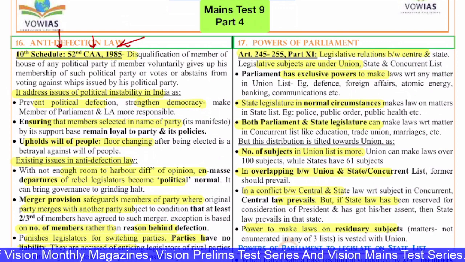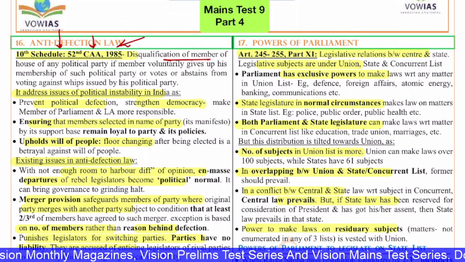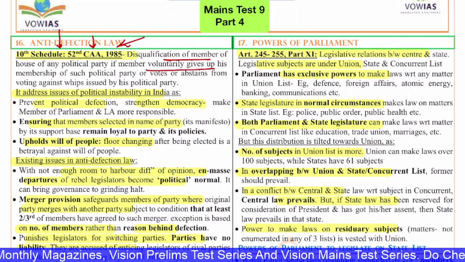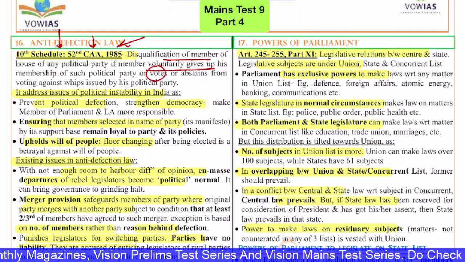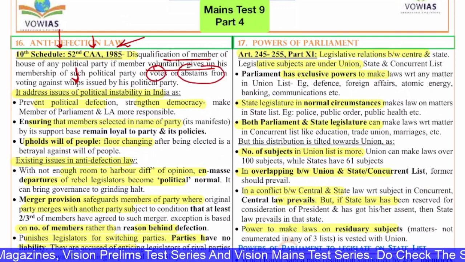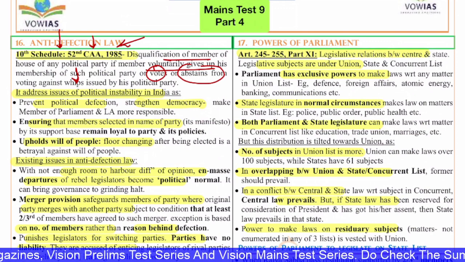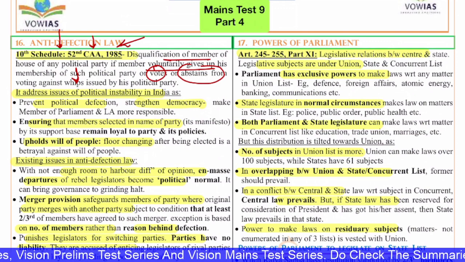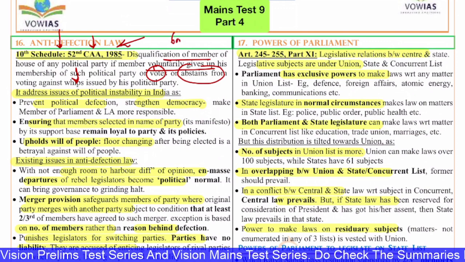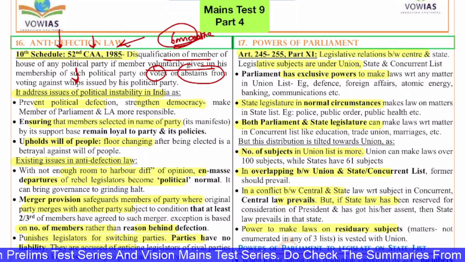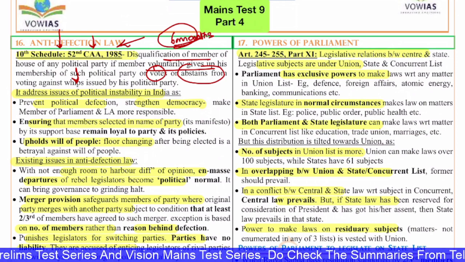This talks about the disqualification of members of the House of any political party if the member voluntarily gives up his membership of such political party, or votes or abstains from voting against the whip issued by the political party. Also, if the nominated members do not join a political party within 6 months, they can also be disqualified under this anti-defection law.